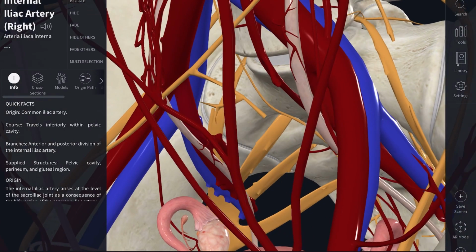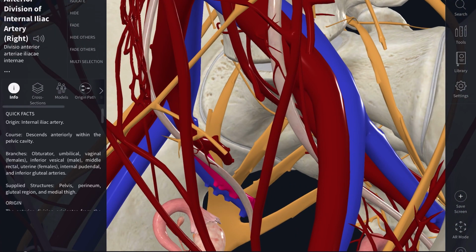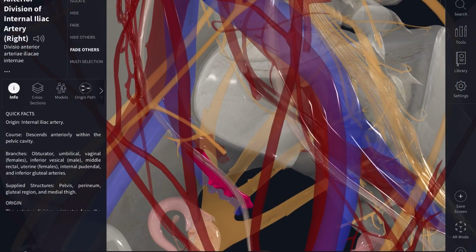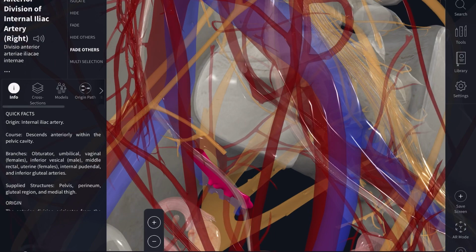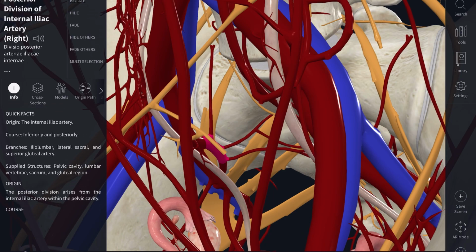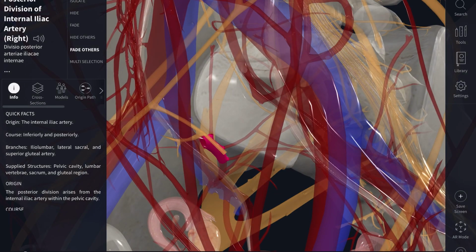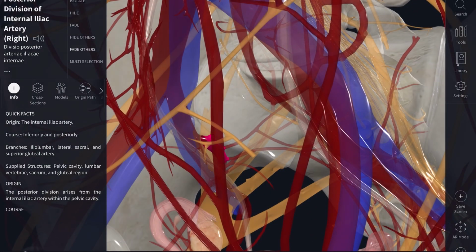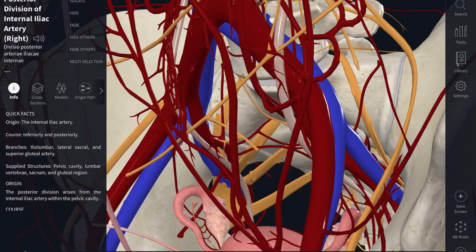The internal iliac artery then divides into the anterior division, as being highlighted right here, which supplies blood to your obturator muscle, your umbilicus, vagina in female, and bladder in males. And you can see the arterial branches, those minor branches coming off of the anterior division. Right above it and slightly posterior to it is the posterior division, which supplies blood to your vertebrae bones that line the spine, and it also supplies blood to your gluteus muscles that are on the buttocks region of your body.